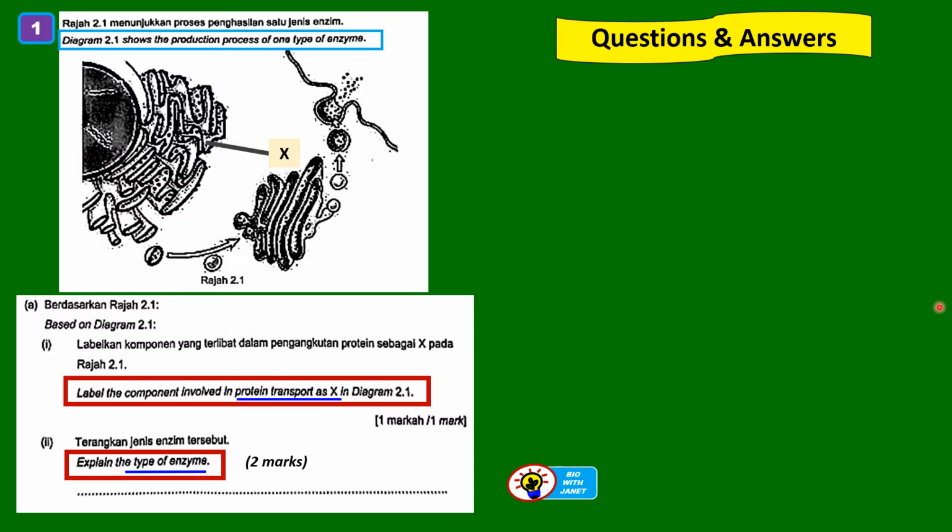Now, number two, explain the type of enzyme that is being produced here. 2 marks.